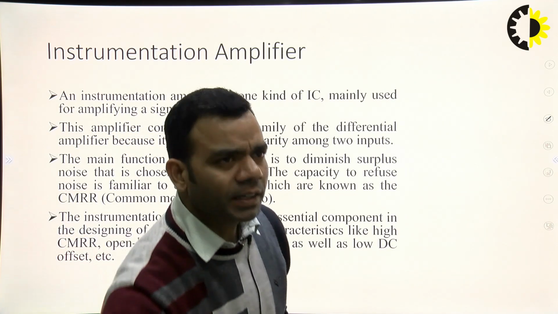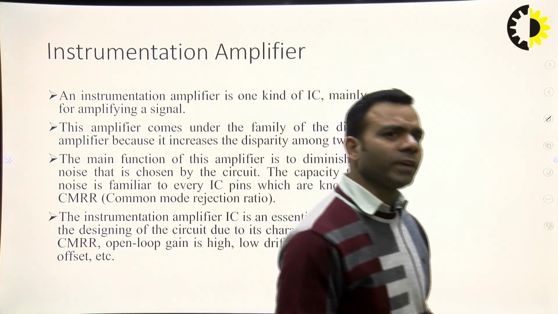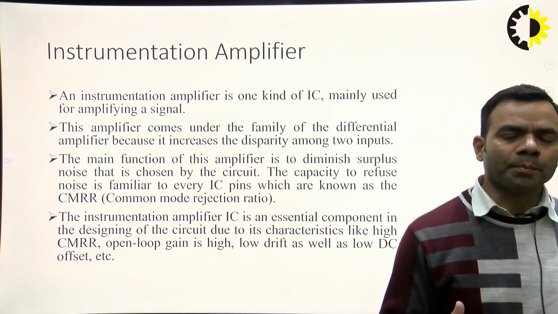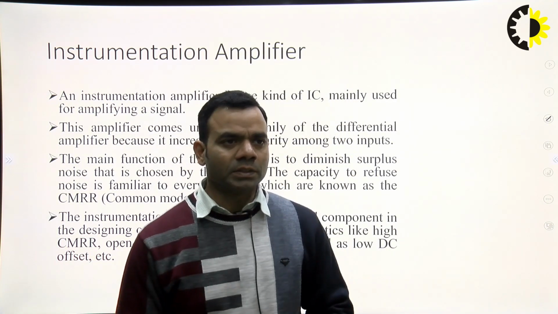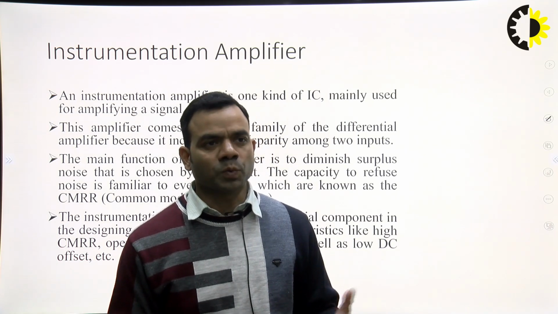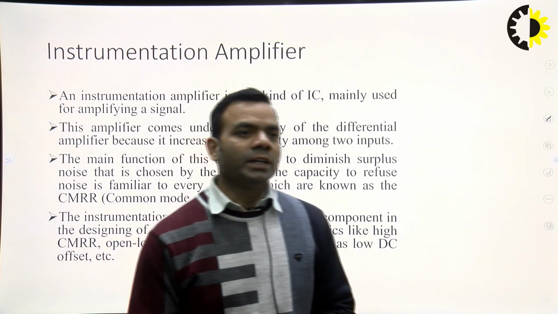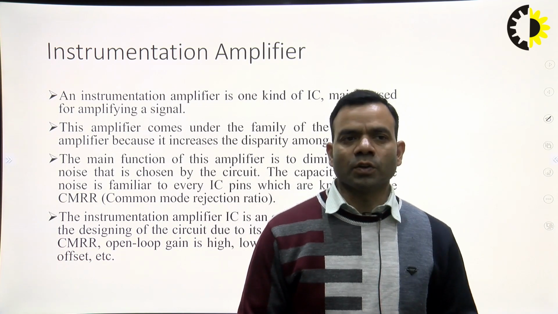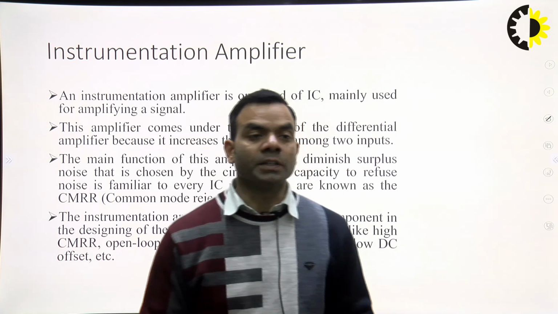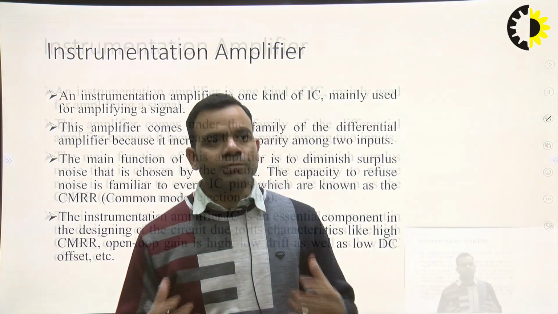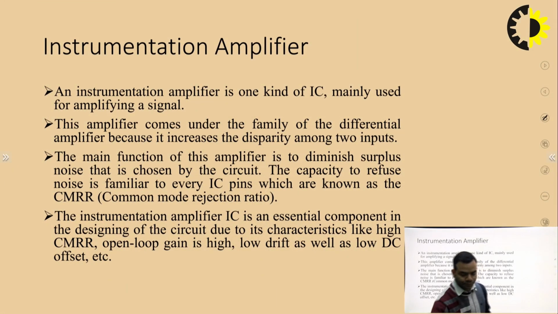Instrumentation amplifier is one kind of IC that is mainly used for the amplification purpose of signals. Conventional amplifiers have some disadvantages like they provide low gain and noise rejection capacity is not up to the mark. So, to overcome these two disadvantages, we prefer instrumentation amplifier.